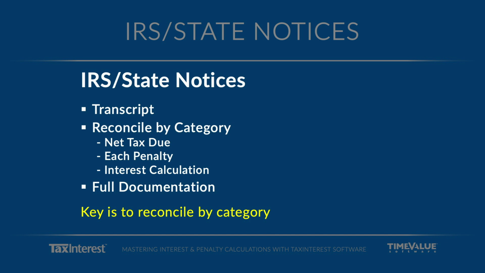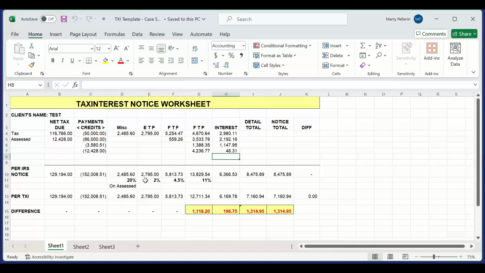So what we recommend is that you reconcile by category. You want to do it by net tax due on the tax due date, and then each penalty and interest. And what we've done internally is we've developed this Excel worksheet. If this is of interest, if you do these transcripts, send an email to info@timevalue.com, put attention Marty, and I can send you a copy of the worksheet and a blank template so that you can use it for your own needs.